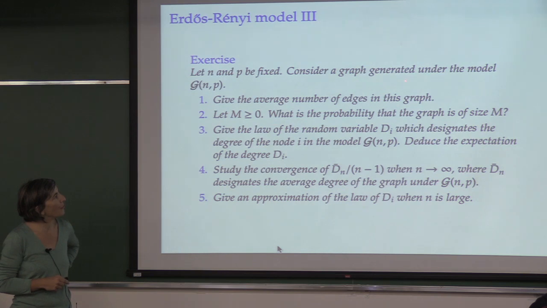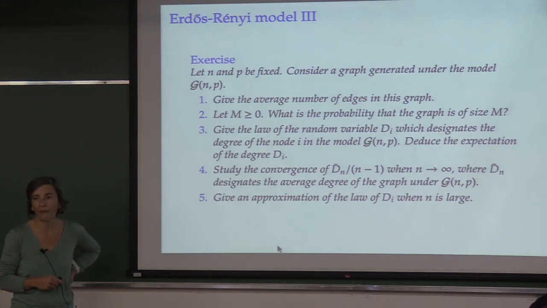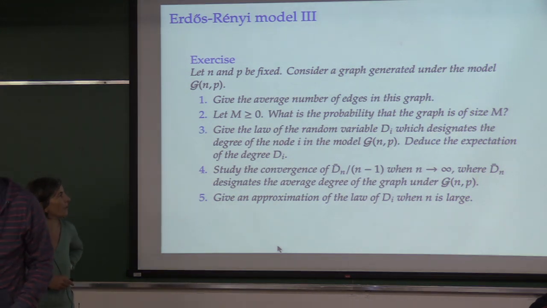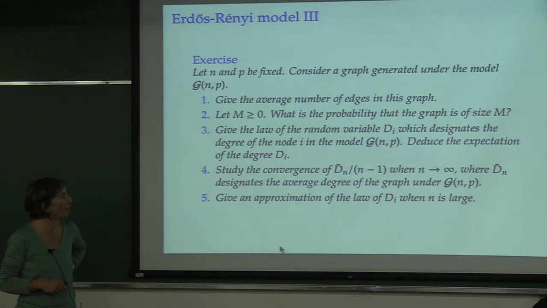You have n and p fixed. You can consider a graph generated under the GNP model. You could compute the average number of edges in this graph. That's quite easy to do, but we will see the answers to all these in following slides. If you take M, capital M positive, what is the probability that the graph is of size M? Also, you could try to give the law of the random variable D_i, which is the degree of the node i in that model, and deduce the mean, the average value, which is proportional to p.